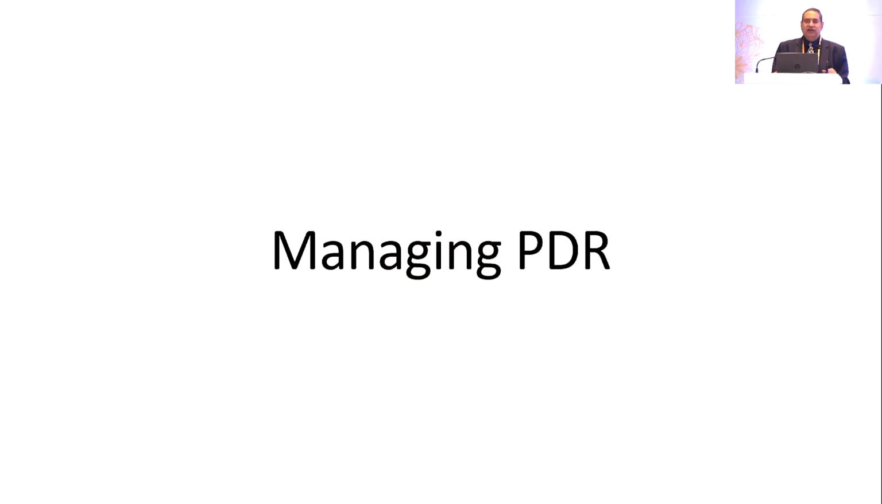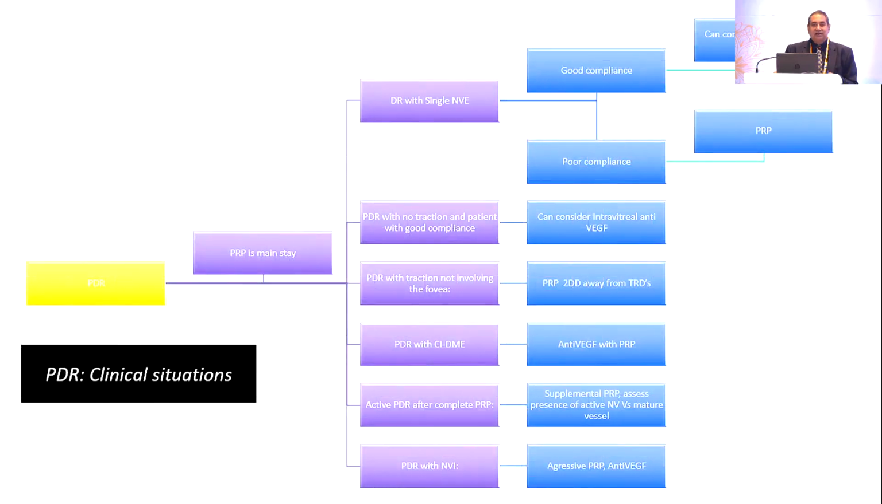Let's now switch gear to proliferative diabetic retinopathy. PRP still is the mainstay as far as treatment is concerned. However, in patients who have a single NVE and good compliance, you can consider anti-VEGF monotherapy to start with. With poor compliance, definitely PRP is the solution. If there is PDR with no traction and the patient has good compliance, you can still consider anti-VEGF as one of the options to start with.